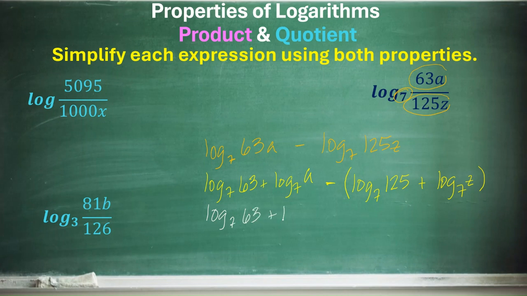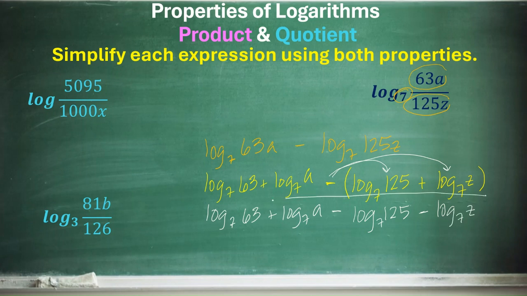I also can't simplify log base 7 of a, because it's as simplified as it gets. Minus, okay, 7 times 7 times 7 is way bigger than 125. So again, 7 to some power does not equal 125. So I'm going to leave that just as is. And remember, this negative applies to both of these terms. So I'm carrying my negative through to log base 7 of z, which is already as simplified as it gets. So this would be our simplified expression.